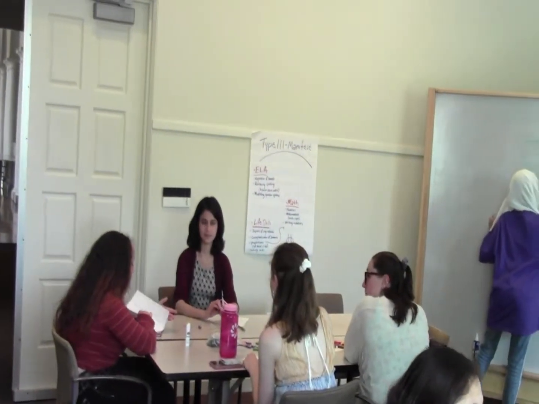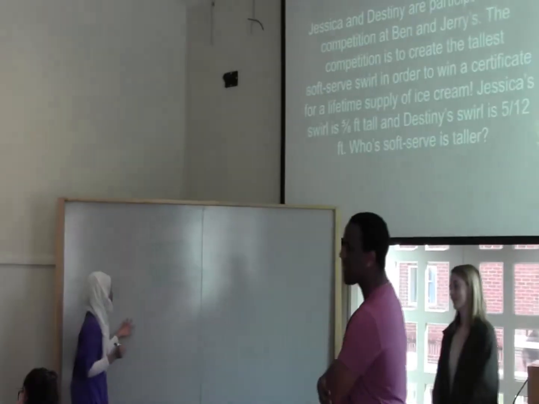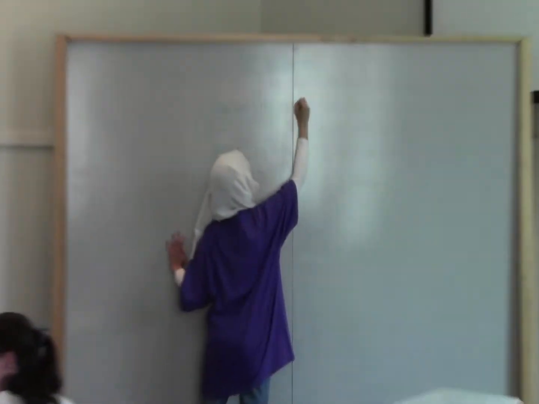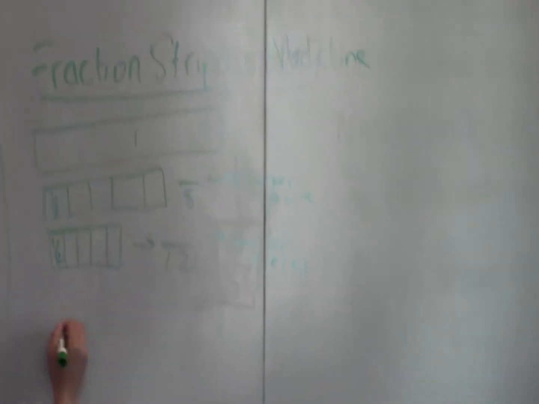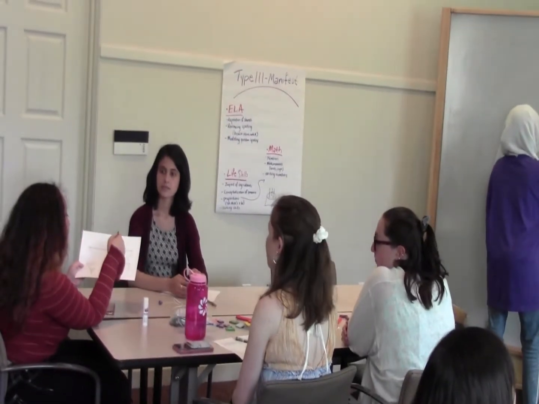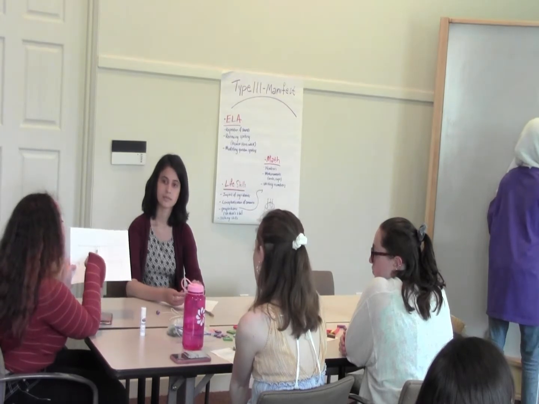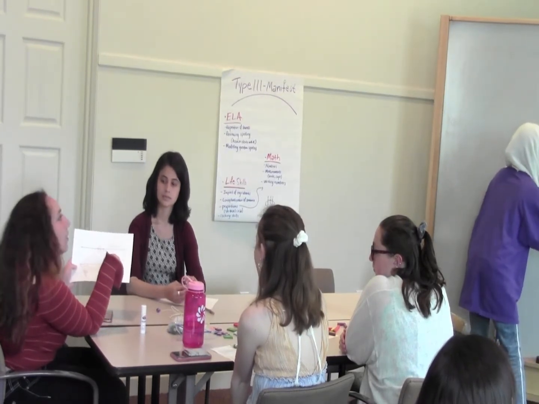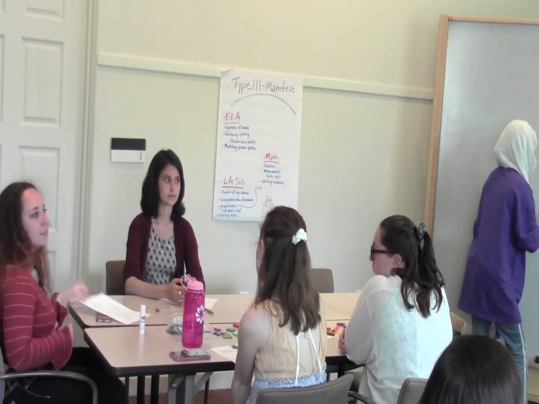Emma, could you tell us what kind of strategy you used? Yeah, so I know that 1 can be written lots of different ways. And so for this problem, I decided to write it as 12 over 12 and 8 over 8, because those are the two different totals, you know? And then I knew that 1/2 for 12 out of 12 was 6 out of 12, and for 8 it was 4 out of 8. And then I knew that 5 out of 12 is a little less than 6, so I marked that for Destiny, and 5 out of 8 is a little more than 4, so I marked that for Jess and saw that she had more.